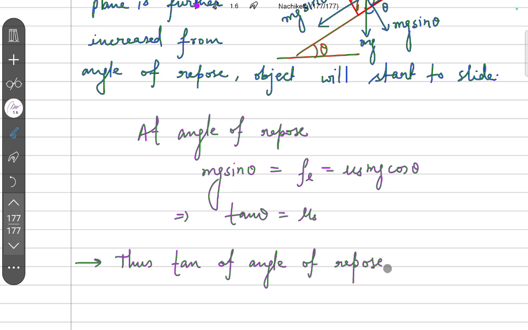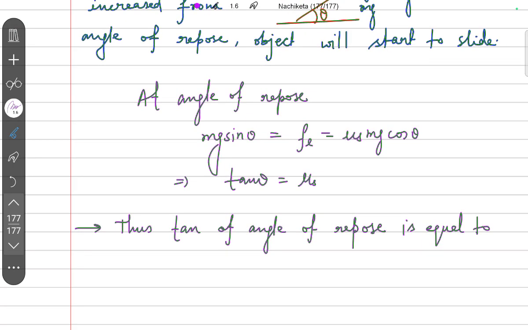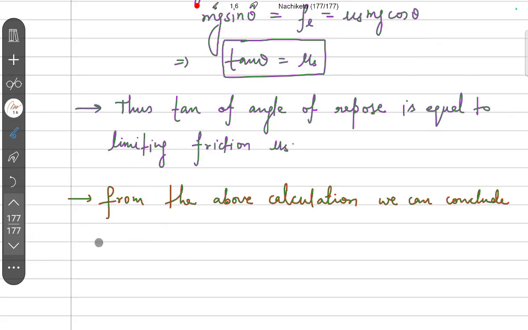Yes, is it so? What can we conclude? In a school exam, this will come.